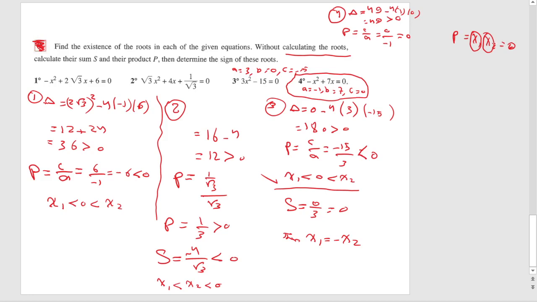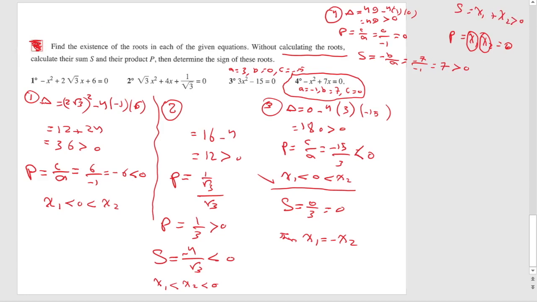Now the sum, what does the sum equal here? The sum equals minus b over a, which is minus 7 over negative 1, so 7. The sum is positive. The product equals 0, so one of the roots is 0, and the sum is positive, so one of the roots is positive. Why? Because the sum equals x1 plus x2, and I know the sum came out positive.